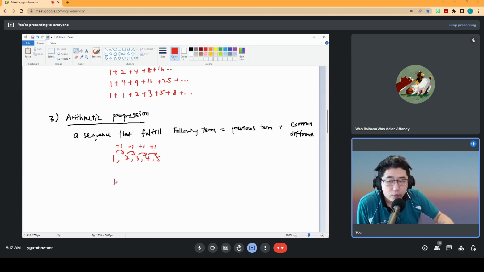But if you look at 1, 2, 4, 8, 16, you will see that this is adding by 1, but this is adding by 2, this is adding by 4, this is adding by 8. The numbers are different. Okay, this is not an arithmetic progression. This is an arithmetic progression. So far so good?